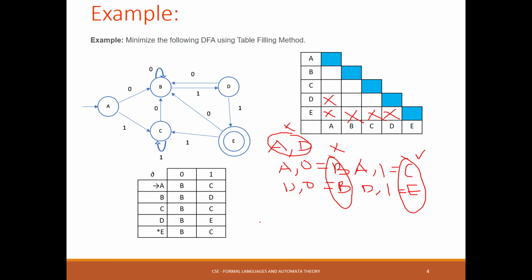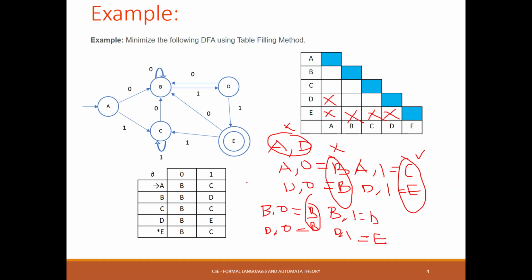Next one is B comma D. Likewise we have to draw for all these cells, right? B comma 0, D comma 0. Next B comma 1 and then D comma 1, right? B comma 0 goes to B, D comma 0 goes to B. There is no such cell, so we can skip this. B comma 1 is D and D comma 1 is E. So you have to check D comma E or E comma D. There will be only one cell. Okay, so D comma E is X.